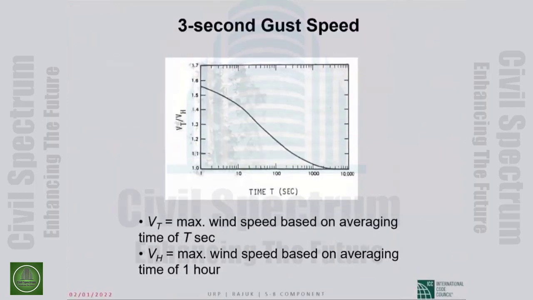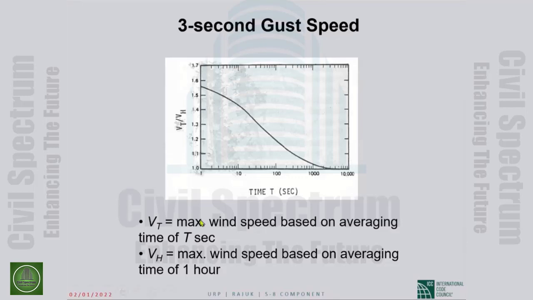That's what we have used since 95 for a long time. Fastest mile wind speed people generally have forgotten. Now this slide tells you what I told you already, that the shorter the averaging time, the higher the average wind speed. On this slide, on the x-axis is the averaging time, t. On the y-axis, it is the wind speed averaged over t seconds divided by wind speed averaged over an hour, 3,600 seconds.